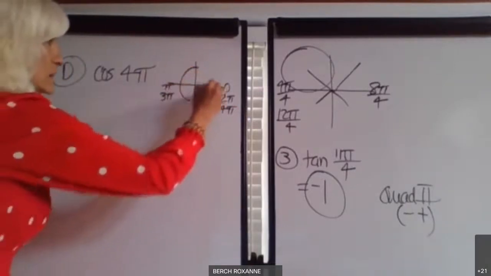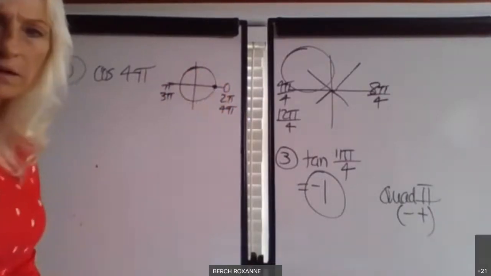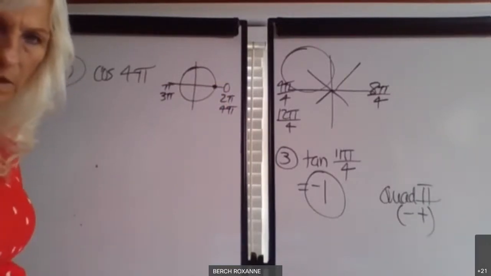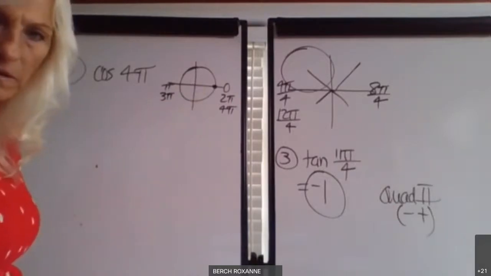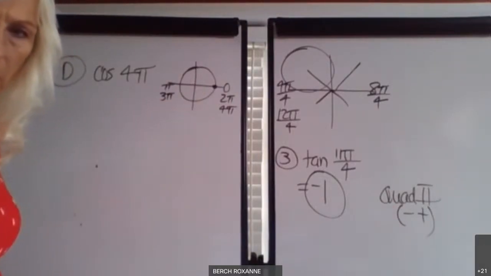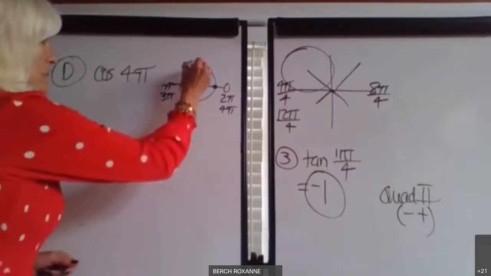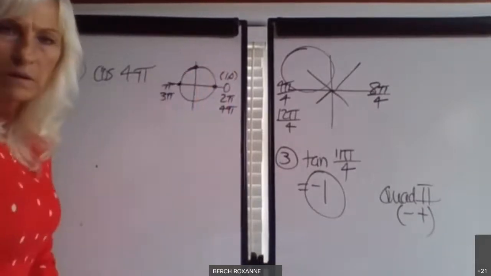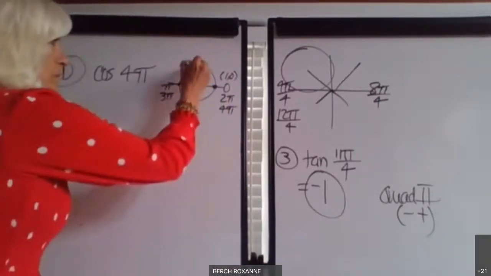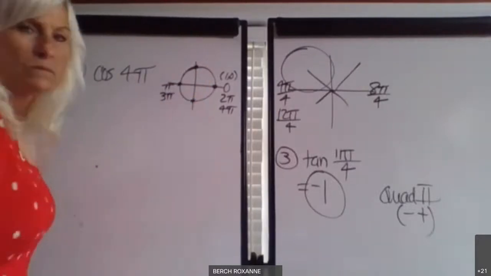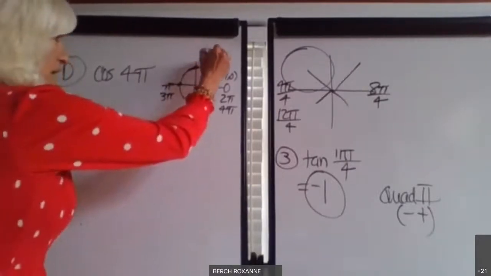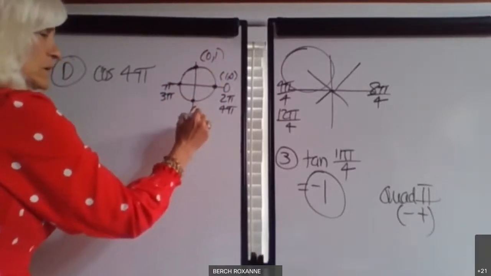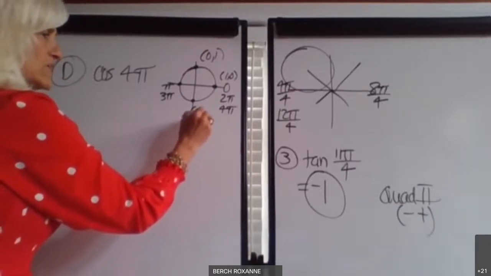Well, what is that point right there? If you're in a unit circle, unit means 1. What's that point? 1, 0. Right? 1, 0. What's this point? 0, 1. 0 right, up 1. What's this point down here? 0, negative 1. 0, down 1.